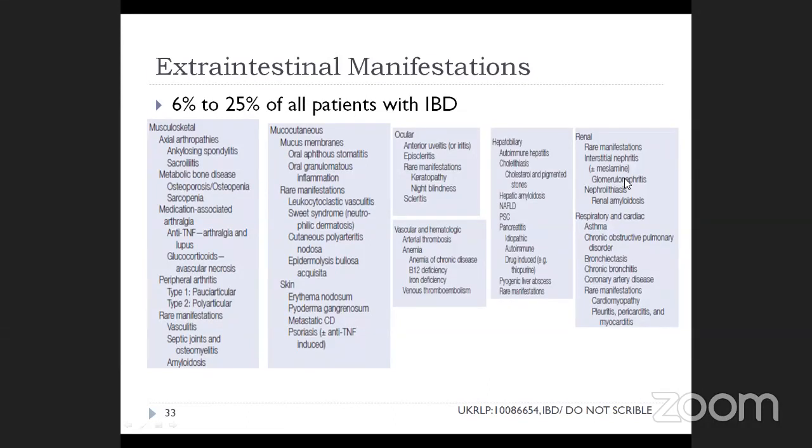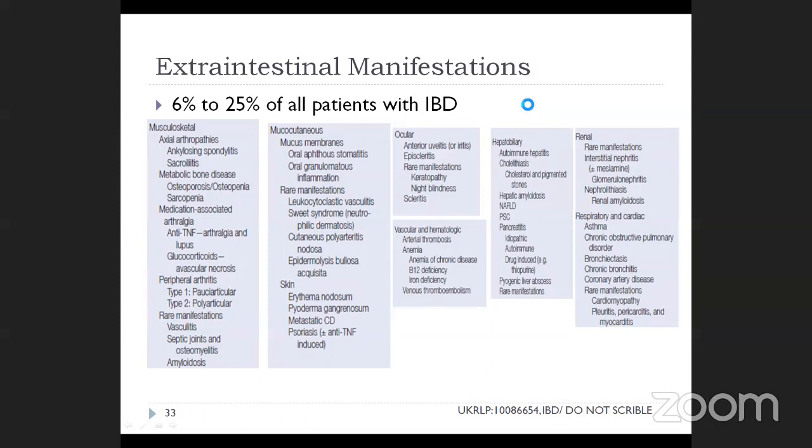And the next comes the renal manifestations. Extraintestinal manifestations are interstitial nephritis and nephrolithiasis. In general, as this is a chronic disease, there's a chance of amyloidosis, and other respiratory and cardiac causes are like chronic obstructive pulmonary disease and cardiomyopathy. So this is the overall picture of extraintestinal manifestations of inflammatory bowel diseases.